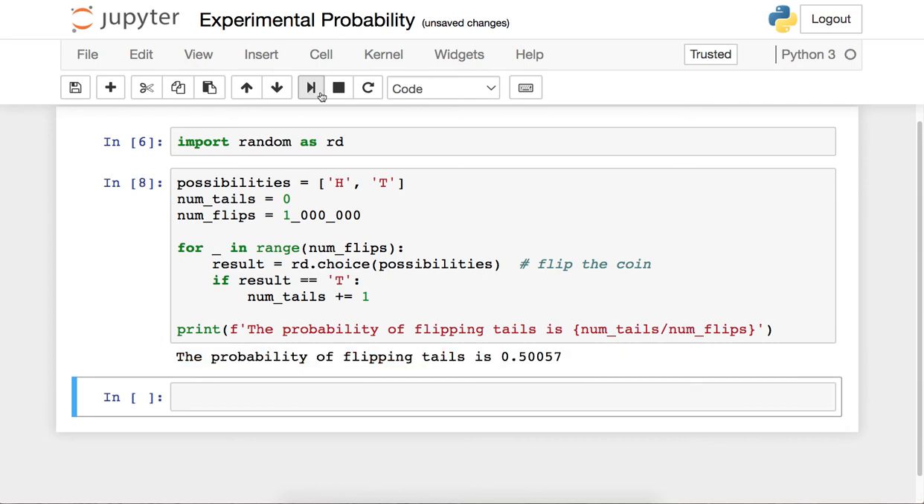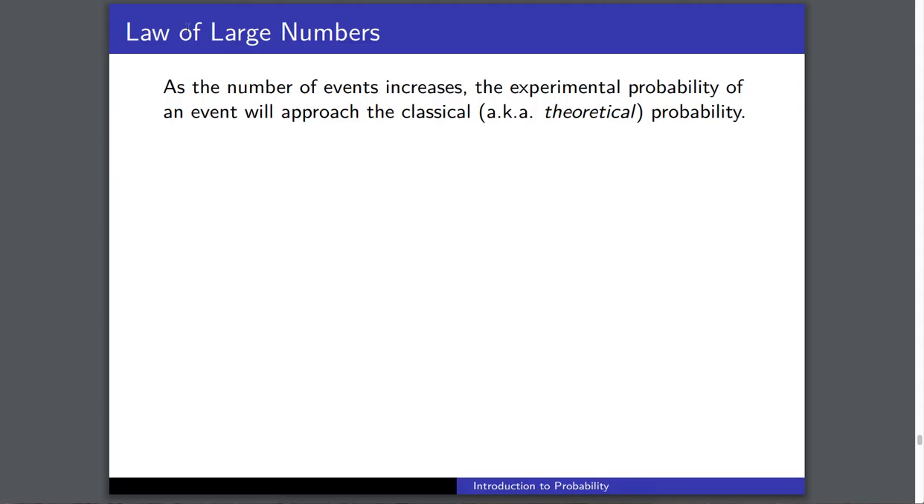Got a million flips. So now if we flip this coin a million times, the probability of flipping tails is 0.50057 in this case. So much closer to the result of a half than if we only flipped it 10 times. And as we increase the number of flips, this experimental probability is only going to get closer and closer to the theoretical probability of a half. So this law of large numbers is very important for computer simulation for statistics.